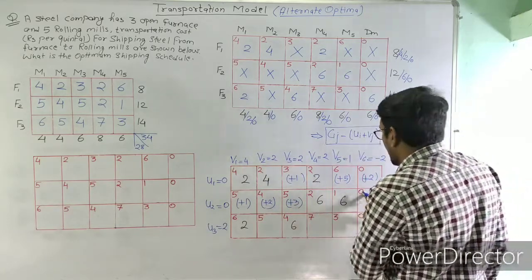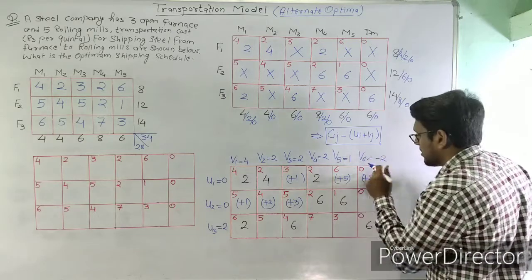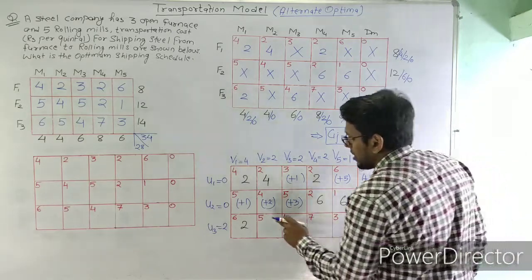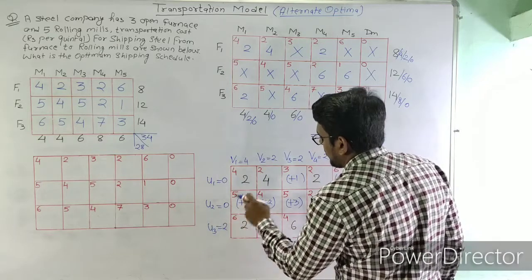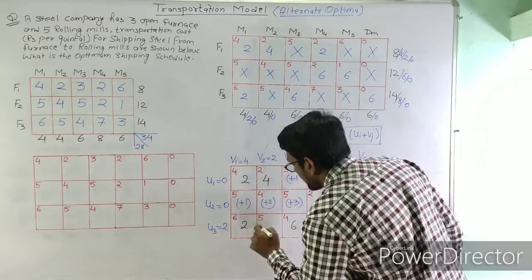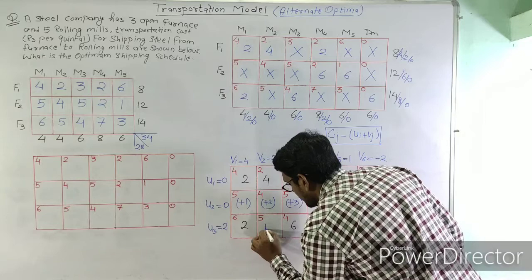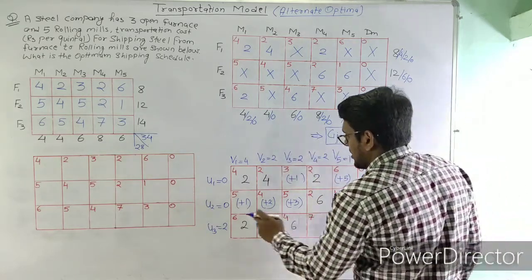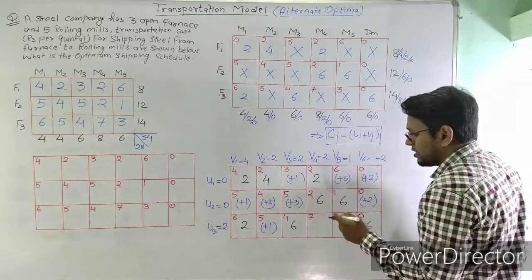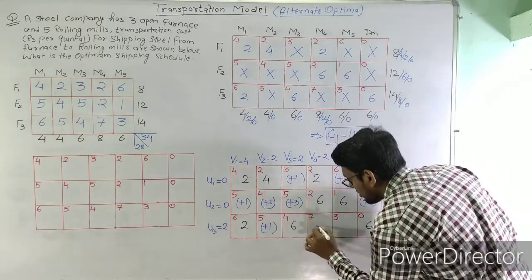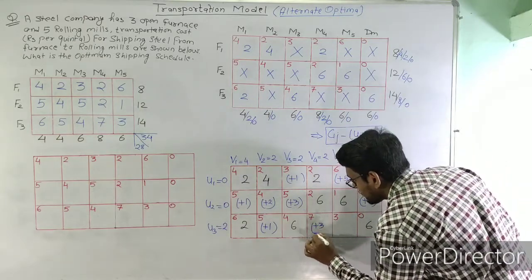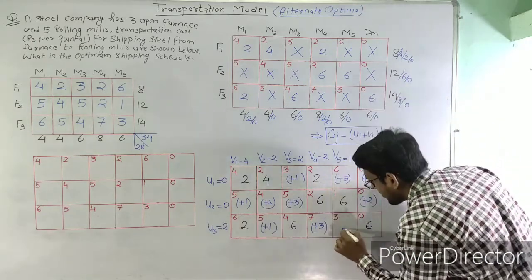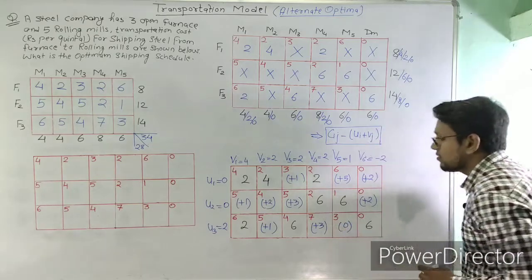Here 0 minus 0 minus 2, and minus of minus 2 is plus 2, so this will be plus 2. 5 minus 2 plus 2, that means 5 minus 4, this means plus 1. Here 7 minus 2 plus 2, that means 7 minus 4, that means plus 3. And here 3 minus 2 plus 1, that means 3 minus 3 is 0.